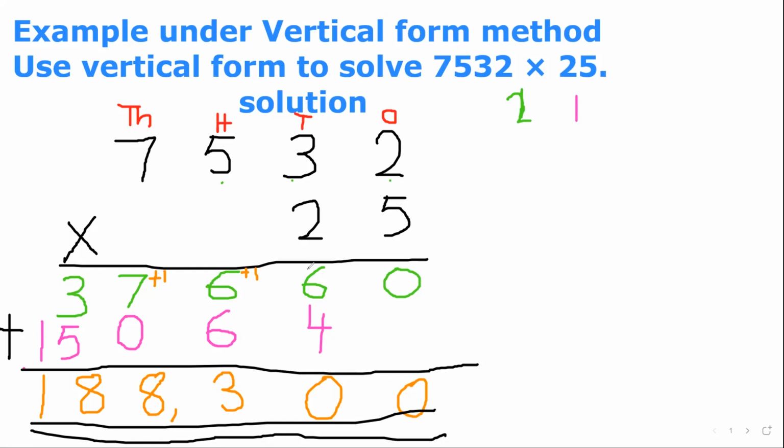Okay, and when you multiply two numbers, the answer we call the product. So the two products here must be added in order to get one number. So when you add the product of the 5 and the product of the 2 here, we're able to ascertain 188,300. Okay, good. Let's proceed.